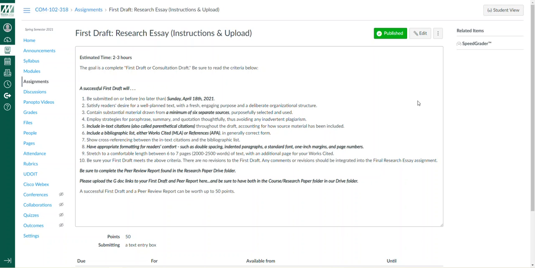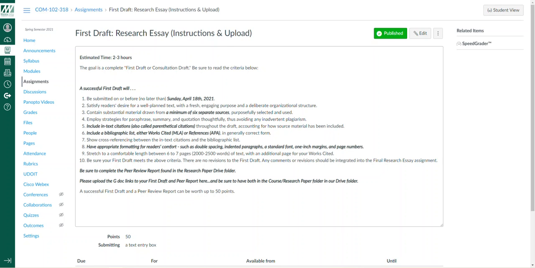I don't allow people to revise the first draft. If you do not meet this criteria, then you can't fix it to earn more points back. If you do meet the criteria for the first draft, I will, and I have been known to award all 50 points for this activity. So you want to make sure that you read these criteria carefully, right? Any revisions or comments should be integrated into the final draft of the research essay that'll be uploaded for assessment. And I believe that one is worth 200 points.